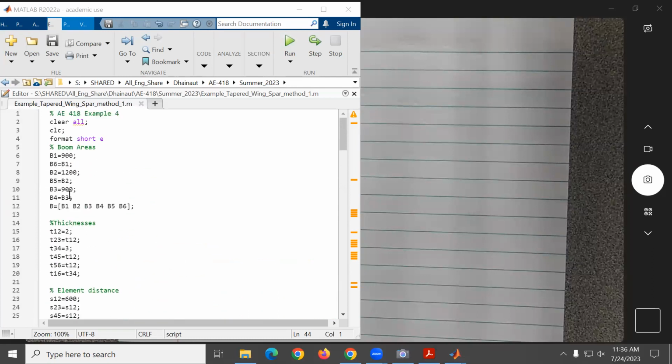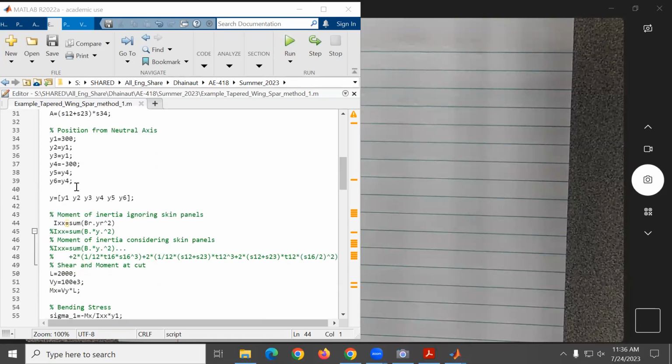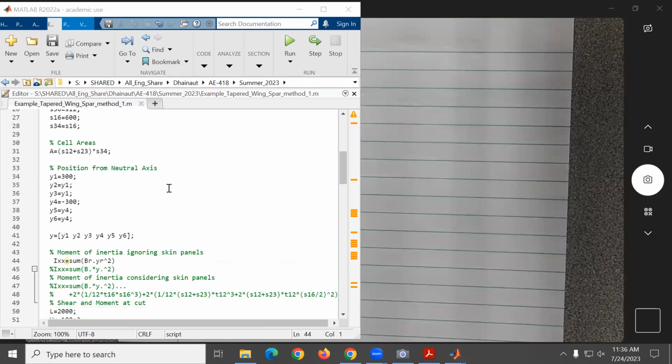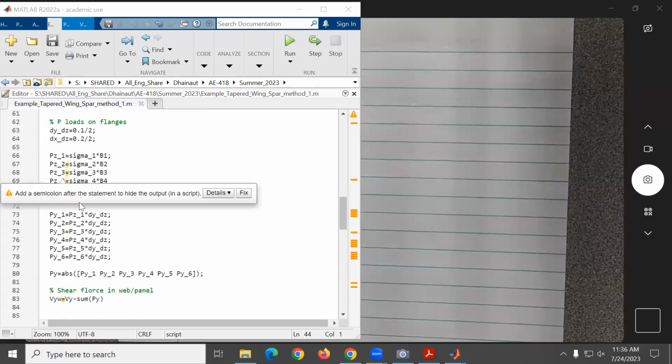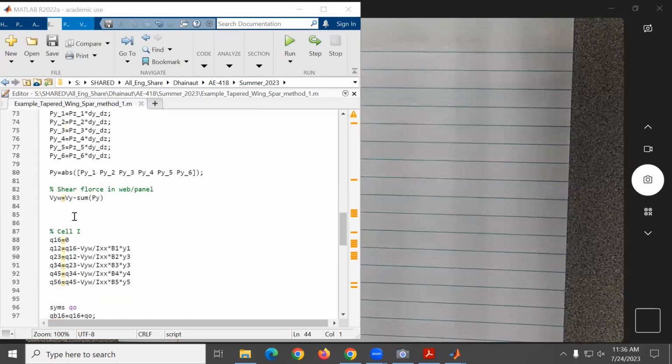You see, this is the base, this is the thickness, this is the length. I guess this is one of the areas for the Q sub naught. This is the position from the neutral axis to the points 1 to 6. I find what is the stress. Now, after the stress, you find what are the P's, you find what are the Y with the taper ratios over here. We find what is the Vy of the wing.